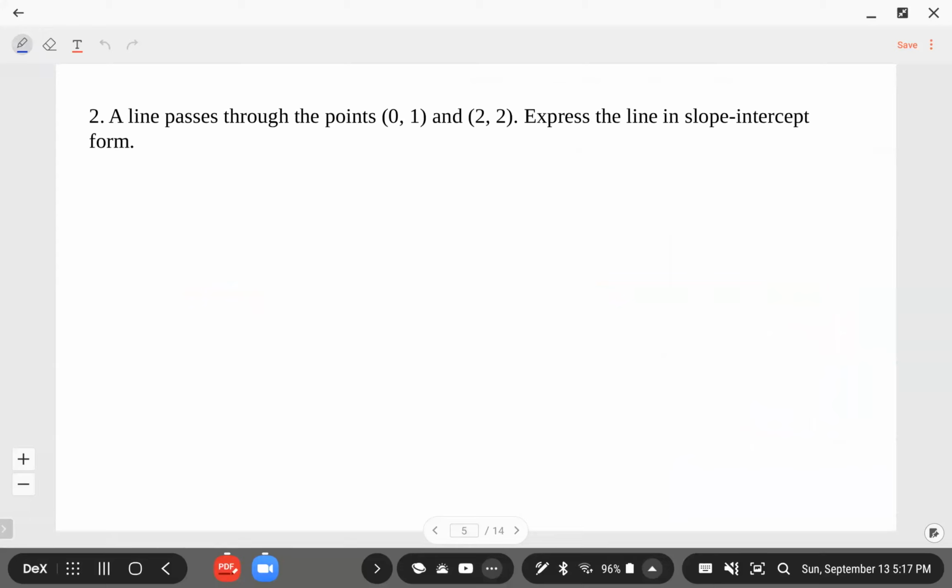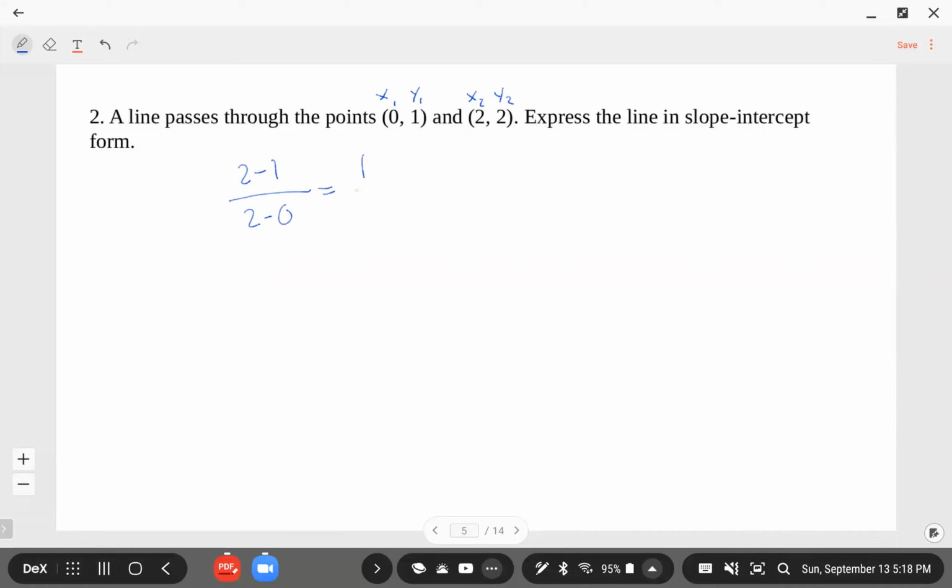Okay? Next problem. Number 2: a line passes through the points 0, 1, and 2, 2. Express the line in slope-intercept form. So for this one, I'm sure that most of you don't know how to find slope-intercept form from 2 points, so I'm going to walk you through it. First, when we have 2 points, what can you get? The slope, right? You can get the slope very easily. Just do y2 minus y1 over x2 minus x1. Okay, so this is y2, this is y1, x2, x1. Then we just subtract: 2 minus 1 over 2 minus 0.